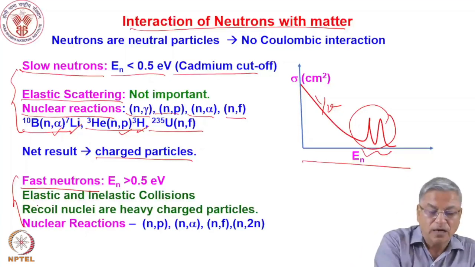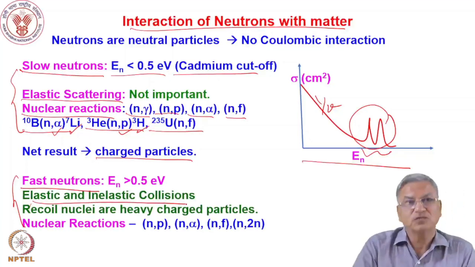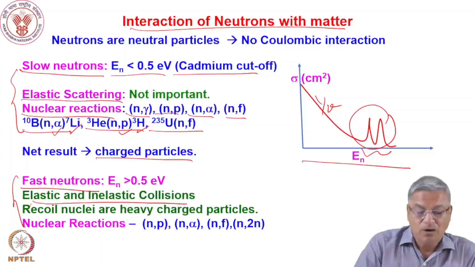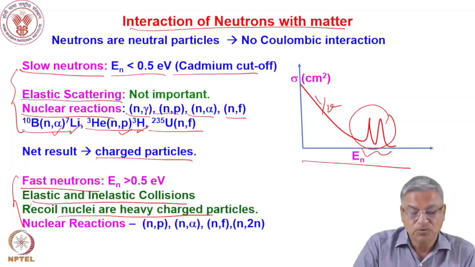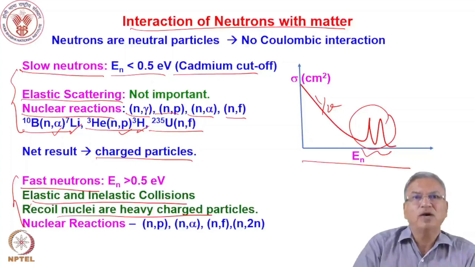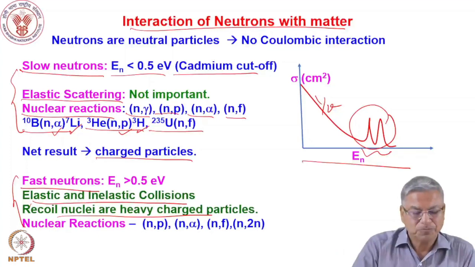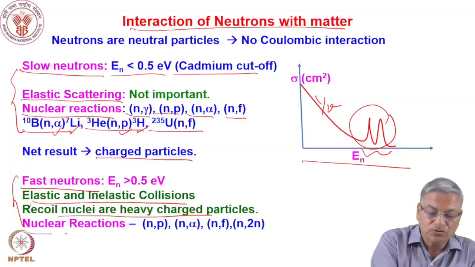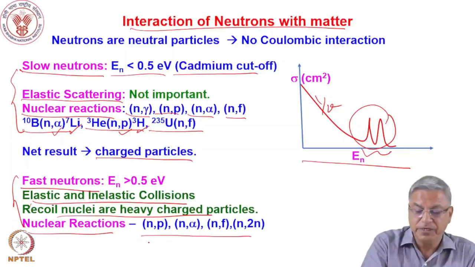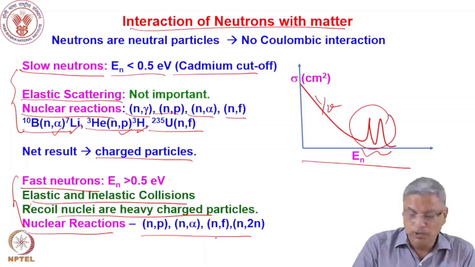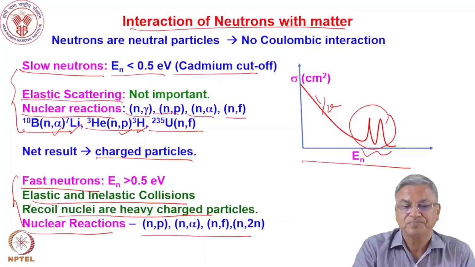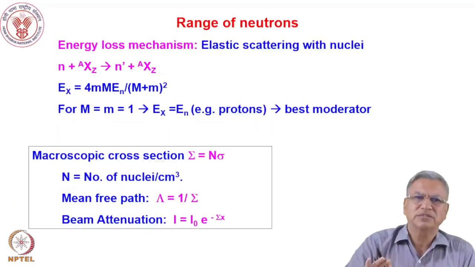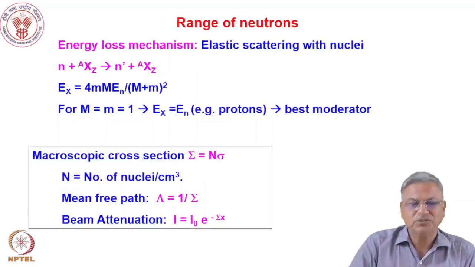The fast neutrons can also undergo inelastic collisions apart from elastic collisions, and they can excite the nuclei, or they can undergo nuclear reactions. When undergoing elastic scattering, we have recoil nuclei, like a neutron can interact with the proton and knock it off from its place. So we can have heavy charged particles as recoil nuclei, or the fast neutrons can also undergo nuclear reactions like n,p and n,alpha, n,f (neutron fission), and n,2n types of reactions. So neutron detection can be done using nuclear reactions. In fact, mostly the neutrons are detected using nuclear reactions.